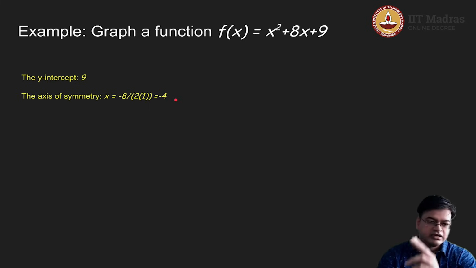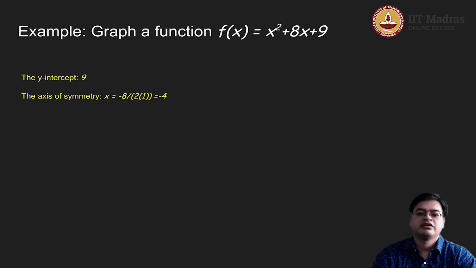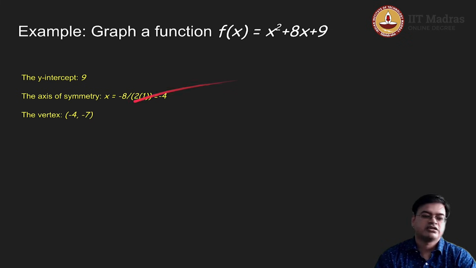The y-intercept is 9, and the axis of symmetry is x is equal to minus 4. So I can evaluate the coordinate: minus 4 comma minus 7 will be the vertex. How does this minus 7 come? You just substitute minus 4 in this expression, and you will get the value to be equal to minus 7. So now with these 3 things, how will I draw the function?